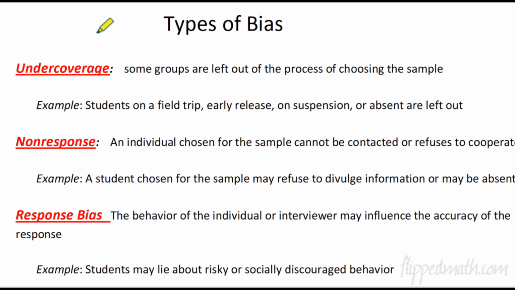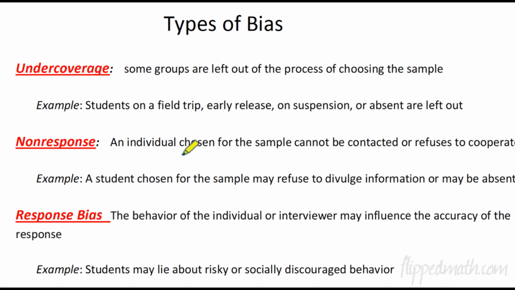Now, we're going to talk about types of bias. So bias, as we said before, is when your sample doesn't match your population. So what could happen? We could have what's called undercoverage. Some groups are left out. If you do a sample at school and then kids are on a field trip and they're not involved, that's called undercoverage because they were left out of your sample.